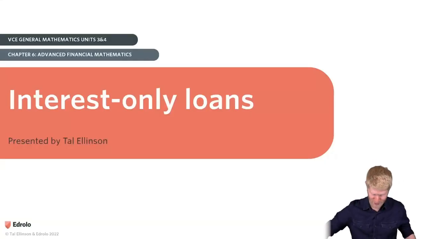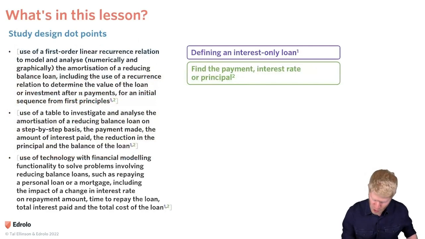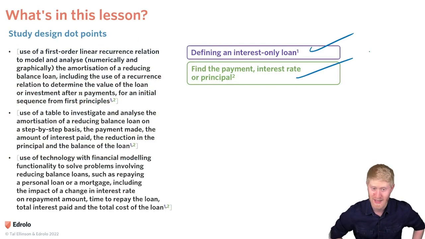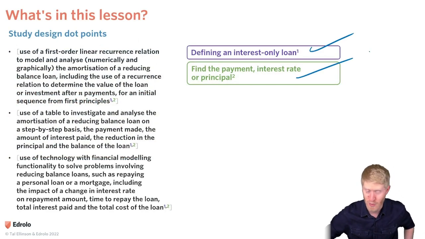Right, there are some skills we have to learn today. Interest-only loans, 2 key skills. What is it? And can we find the payment, the interest rate, and the principal?